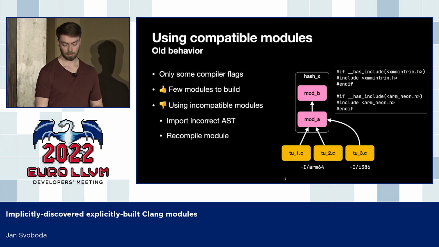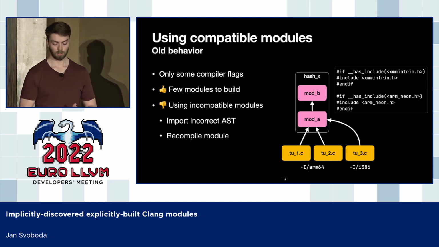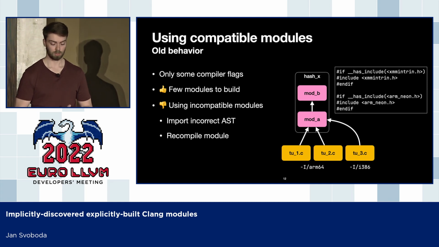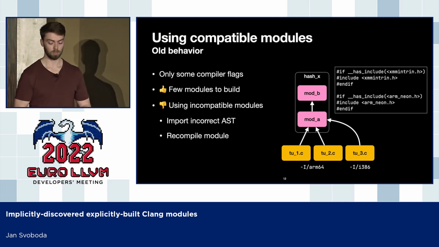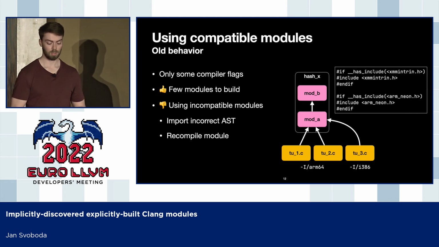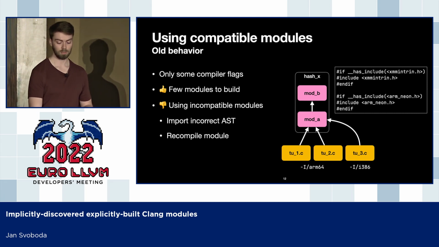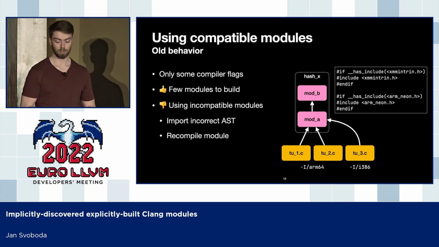Let's take a look at the example on the right-hand side again. Let's say module B contains declarations of some platform-specific intrinsic functions that are included from whichever header can be found in the search paths. Now, we have two translation units that specify an ARM-specific include directory. When compiling module B for those translation units, the ARM-specific directory will be used, and the module will contain AST with ARM intrinsics.